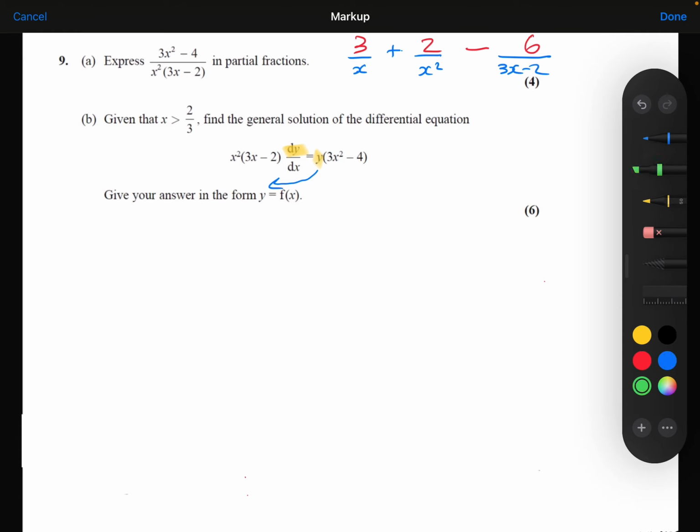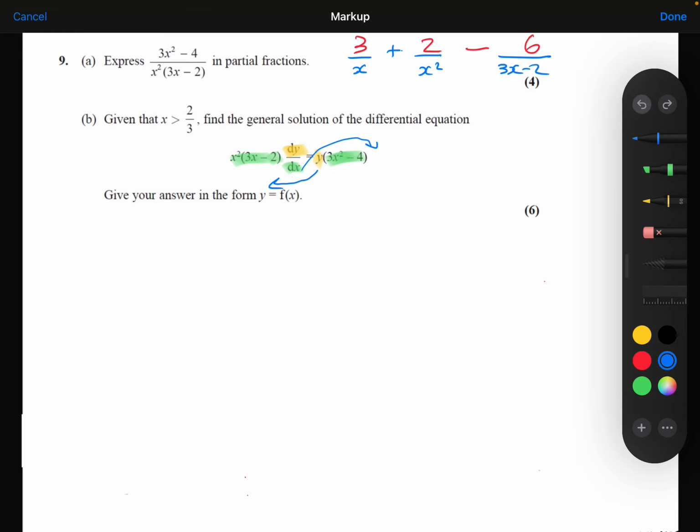Anything with x's will move to the right-hand side. So the dx is going to move up to the top up here. We're going to times both sides by dx, and we're going to divide both sides by the x squared times 3x minus 2.